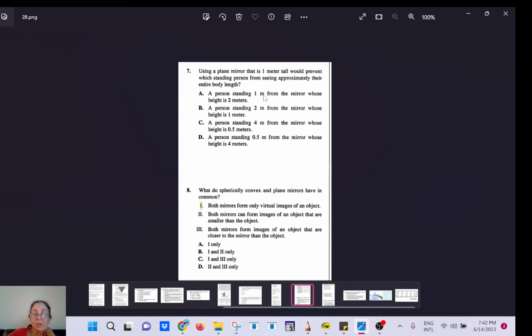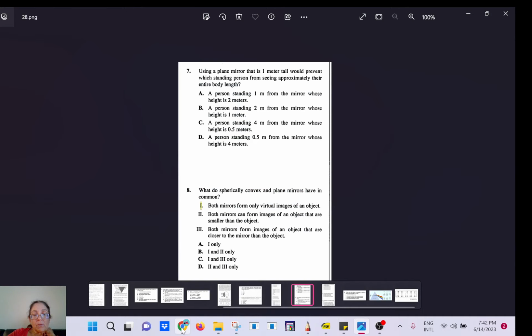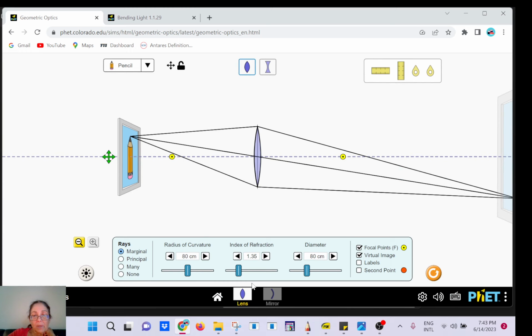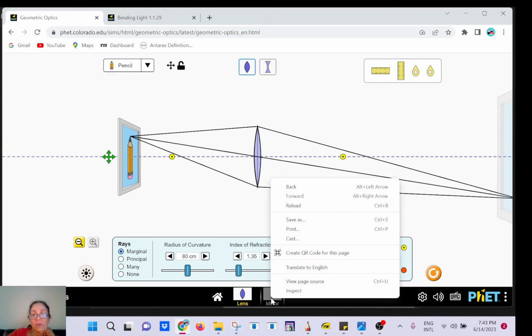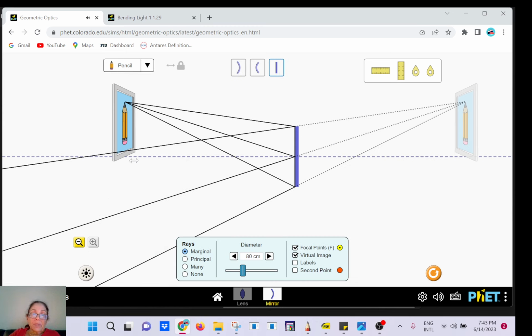Number 7, they talk about mirrors now. And remember, when you have a plane mirror, so let's look at mirrors now. Let's go back to mirrors. Where are my mirrors? Here. So if you have a plane mirror, you see the distance between the object and the virtual image is the same. You always get a virtual image which is the same size as the object.